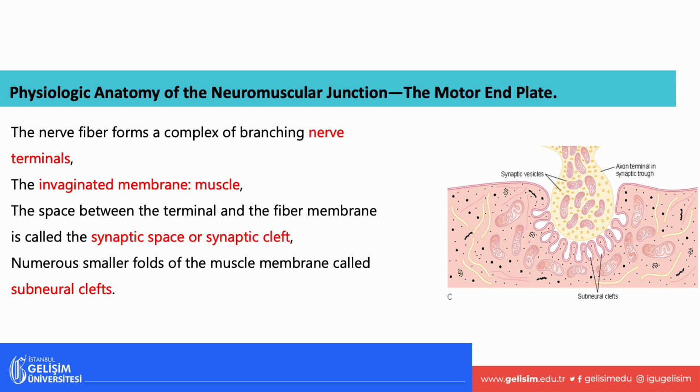So again, here's the muscle fiber membrane over here, and here's the neuron over here. The gap that's between them is what we call the synaptic space, or the synaptic cleft. And there are also numerous small folds of the muscle, as you can see over here, and we call these the subneural clefts. Together, these structures allow for the efficient transmission of nerve impulses to the muscle fiber, which leads to muscle contraction.